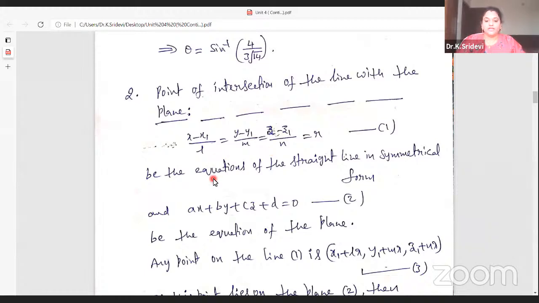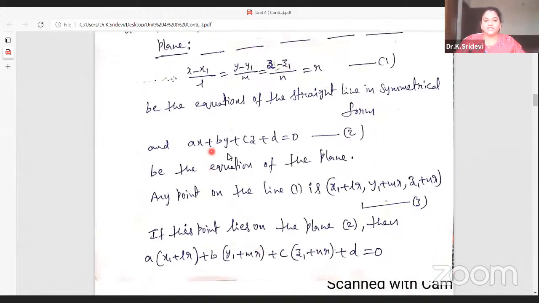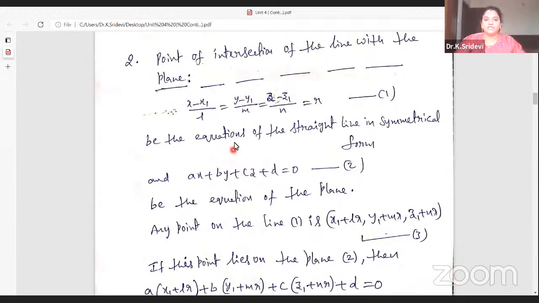Now we go to take the plane. So ax plus by plus cz plus d equal to 0 is the equation of the plane. Now we are going to find the point of intersection of the line with this plane. So what is the problem here? Finding the point of intersection of this line with this plane.